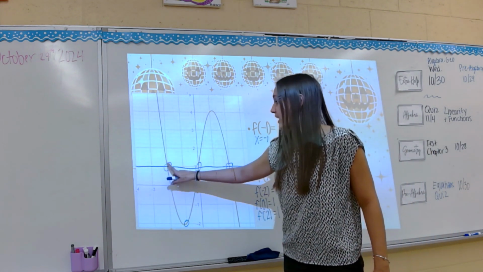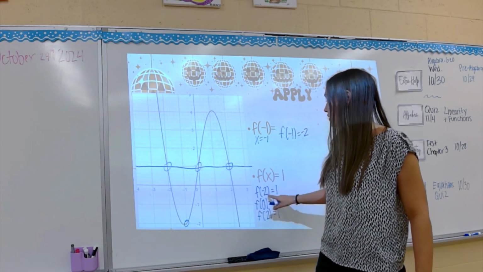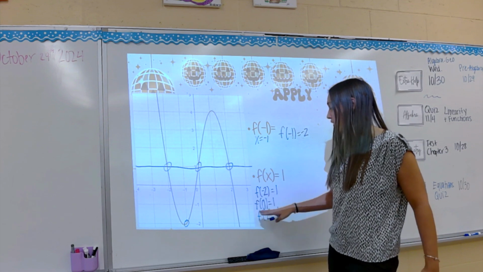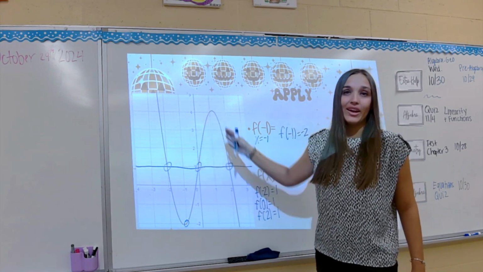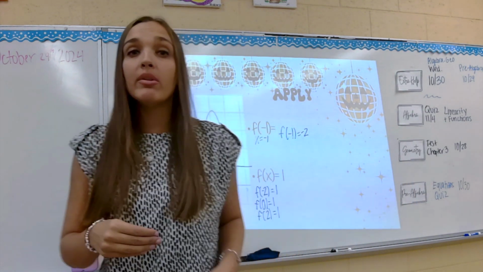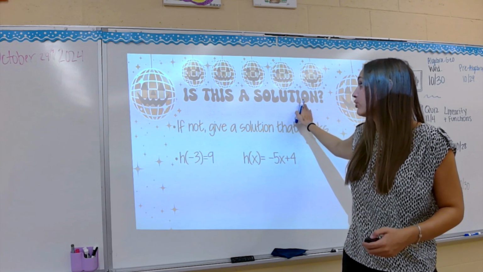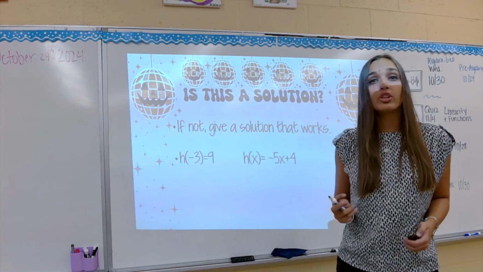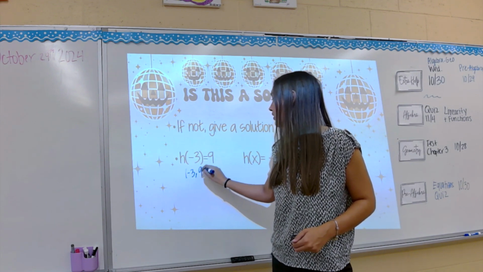My x value here is -2. My x value here is 0. My x value here is 2. So -2, 0, 2. All 3 of these points cross when my y is 1 on that graph. Finally, let's take a look at when I'm giving you a solution. You have to see, is it truly a solution or not? So we are asked, is this a solution? If not, give a solution that works. So this point here is -3, 9.